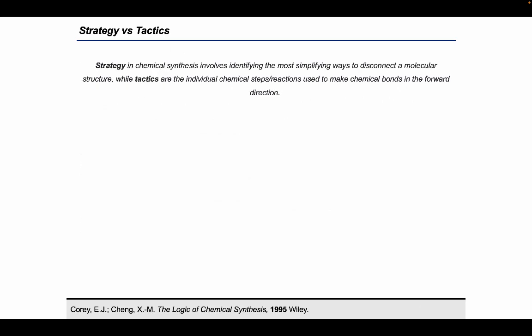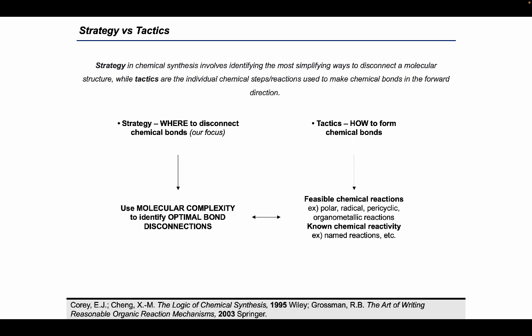To start, I think of retrosynthetic analysis by analogy with chess as having strategic and tactical elements. In my mind, strategy in chemical synthesis involves identifying the most simplifying ways to disconnect a molecular structure, while tactics are the individual chemical steps or reactions used to make chemical bonds in the forward direction. In other words, strategy identifies where to disconnect chemical bonds, while tactics involves how to form bonds in the forward direction. Therefore, although strategy and tactics are interdependent, strategy is foundational and should be used as a guide in the selection of tactics.